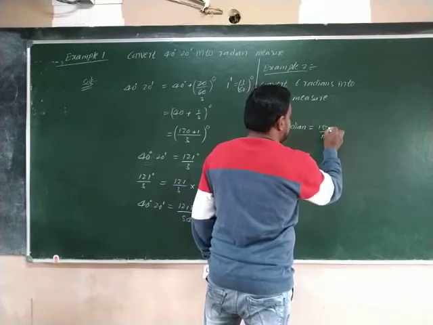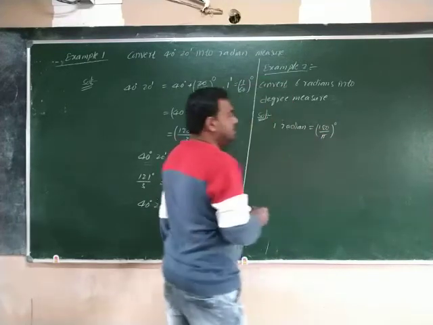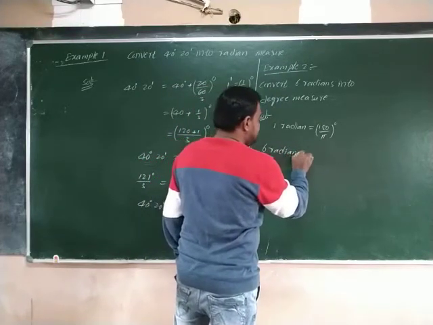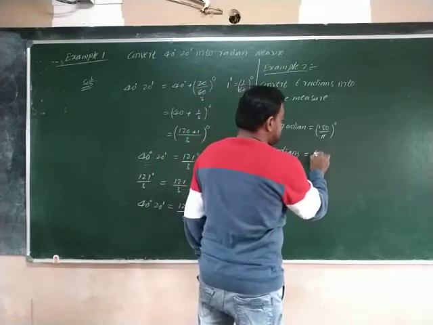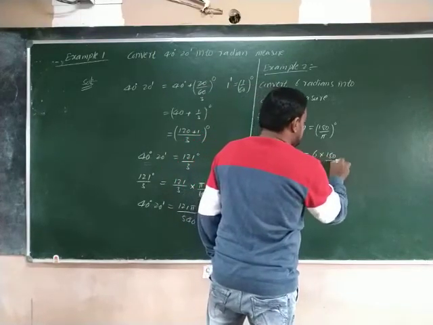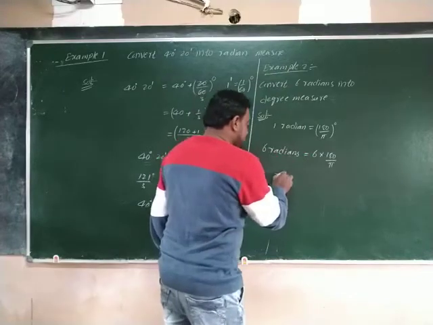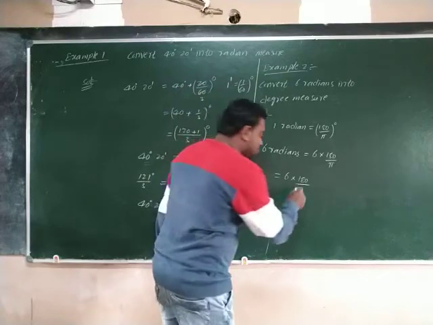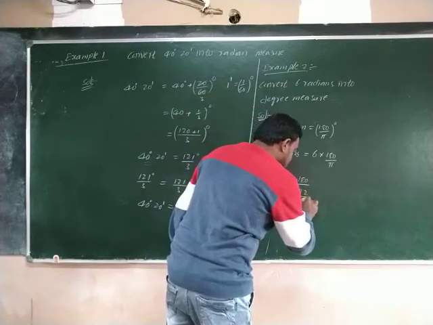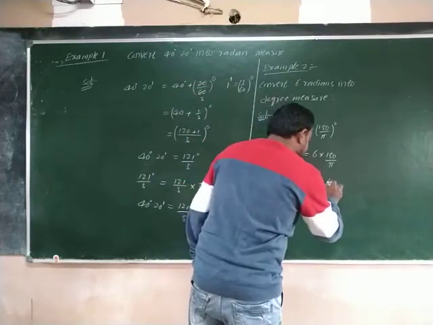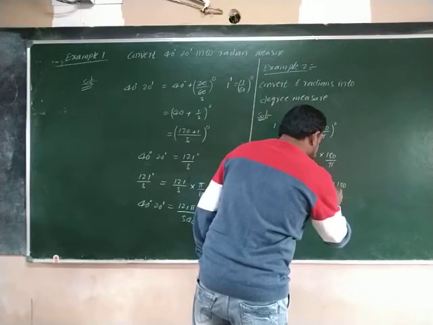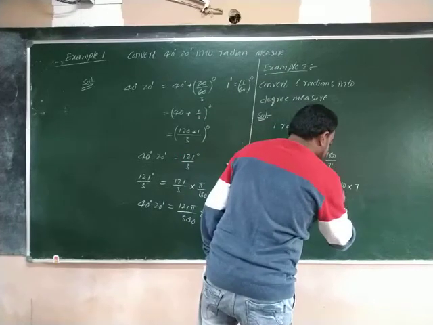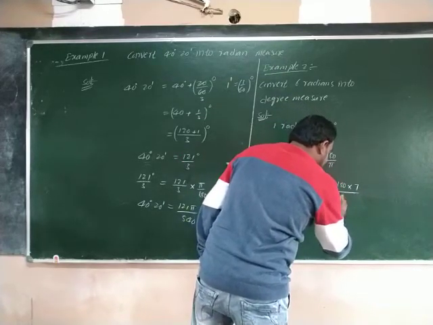180 by pi degrees. Now 6 radians is equal to 6 into 180 by pi, which is 6 into 180 by pi. With pi as 22 by 7, this is equal to 6 into 180 into 7 by 22, since the 7 is multiplied in the first position.